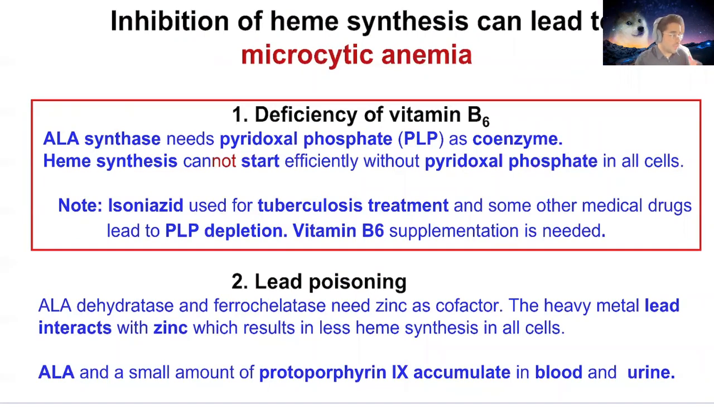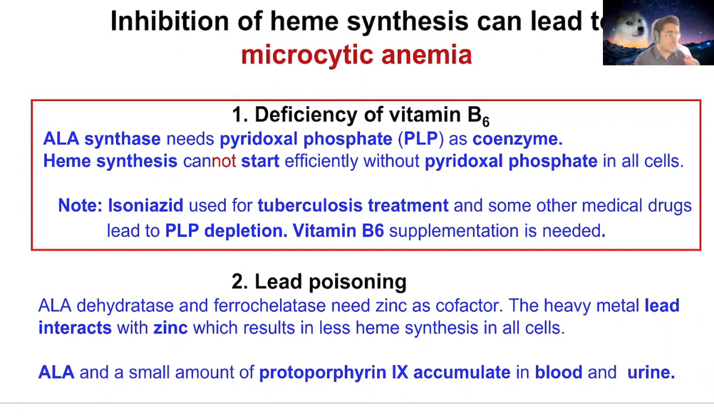Because when B6 deficiencies are there, it's going to lead to microcytic anemia. B6, microcytic anemia; B12, macrocytic megaloblastic anemia, right? Keep those together as your go-to answers whenever you see those vitamin level questions. Lead poisoning can also mess with this.